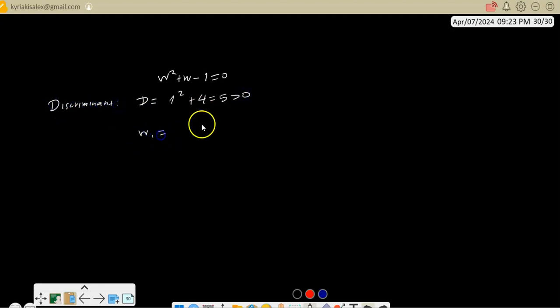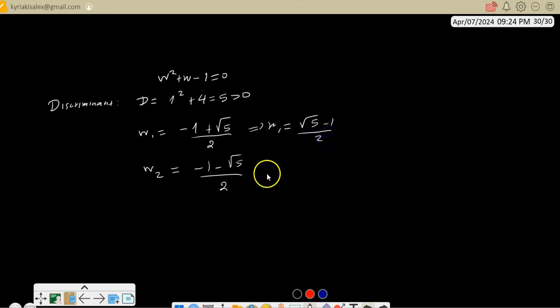So from here, w1 is minus 1 plus square root of 5 divided by 2, and w2 equals minus 1 minus square root of 5 divided by 2. I can write w1 as square root of 5 minus 1 divided by 2, and w2 equals minus square root of 5 plus 1 divided by 2. But I have to switch back to my original variable, which is x.